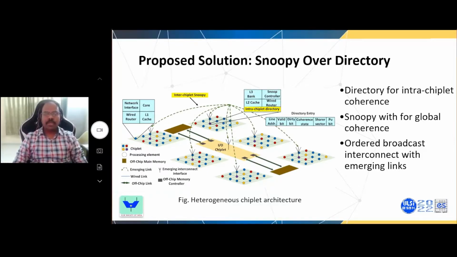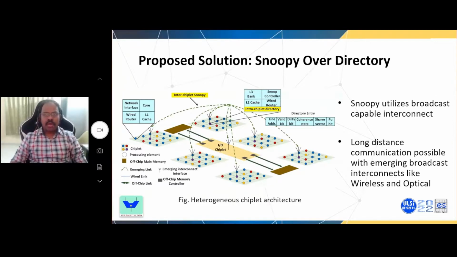One of the primary challenges for implementing Snoopy protocol across long chip distances or across multiple cores has always been the requirement for ordered interconnection. In the proposed work, we overcome this challenge by implementing the Snoopy protocol using emerging interconnect options like wireless communication or optical communication. This is the overall overview of the proposed Snoopy over directory protocol. As we mentioned, the Snoopy protocol uses wireless or optical communication, which can effectively implement a broadcast communication with low latency and low energy across long distances in the chip, thereby providing an ordered bus-like interconnection for maintaining coherence across chiplets. Of course, these broadcast capable emerging interconnect options also improve the data communication, thereby providing additional benefits for improving overall communication across the chiplet architecture.